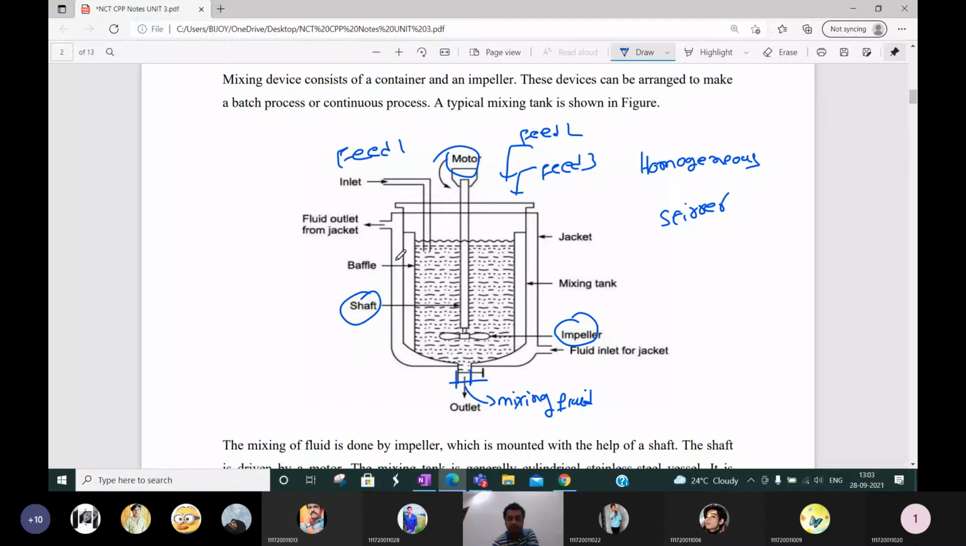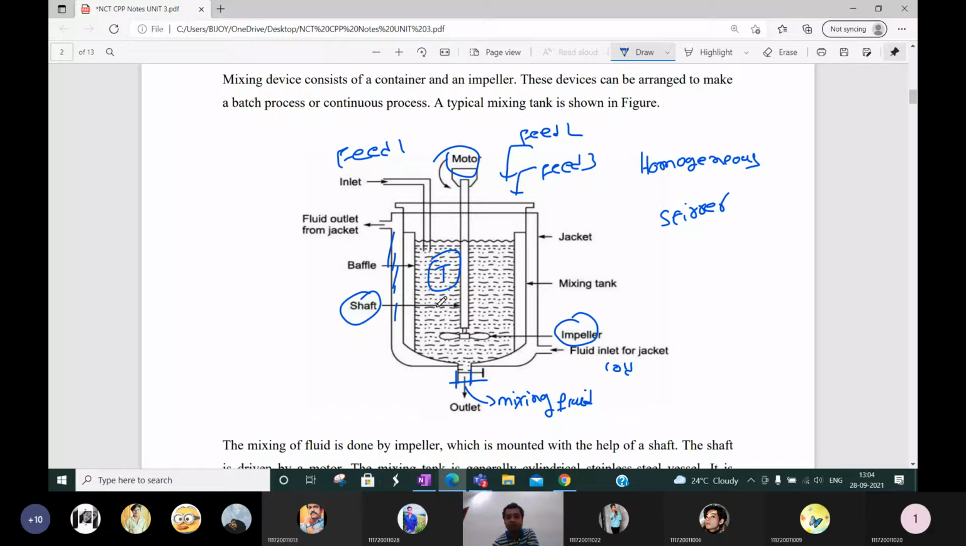Next, there is this outer jacket. Why is this outer jacket there? Because we are dealing with chemicals, and chemical reactions are generally exothermic or endothermic. So to maintain the temperature inside the fluid, we have to use a jacket, in which certain fluids flow. Suppose the reaction is exothermic, then we have to send cold fluid through the outer jacket, so that the heat evolved will be extracted by the cold fluid.